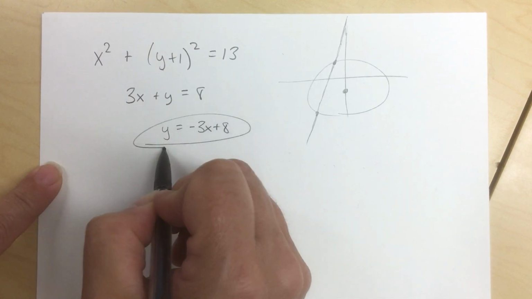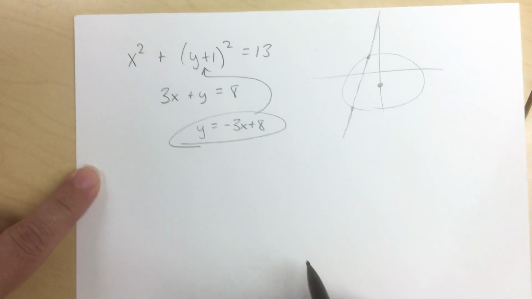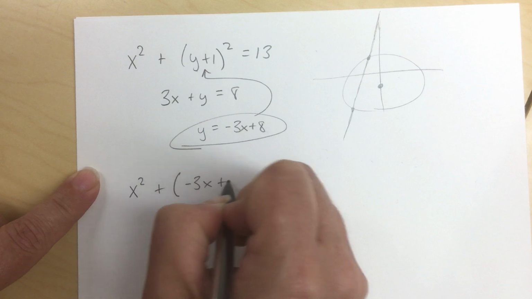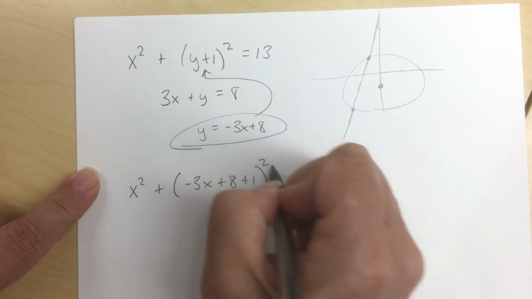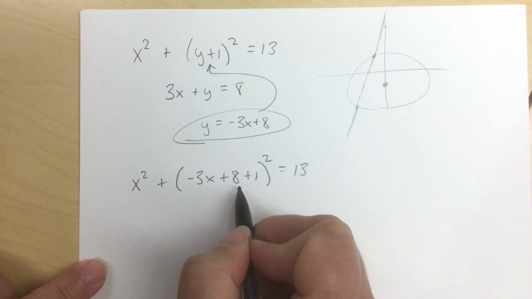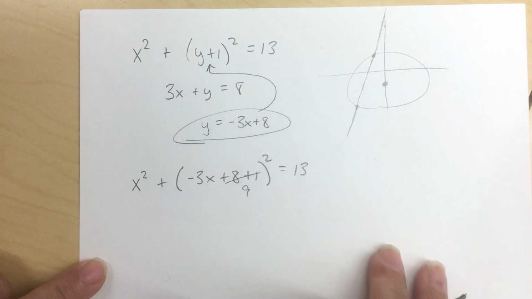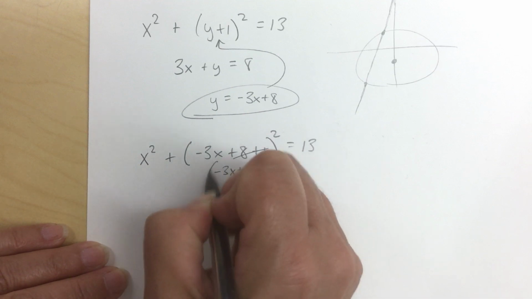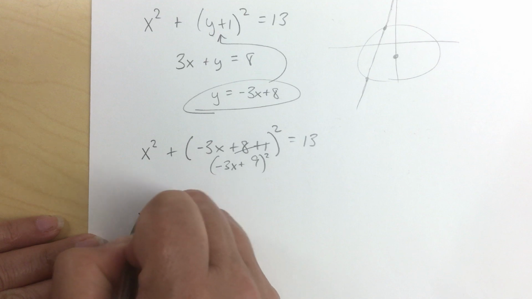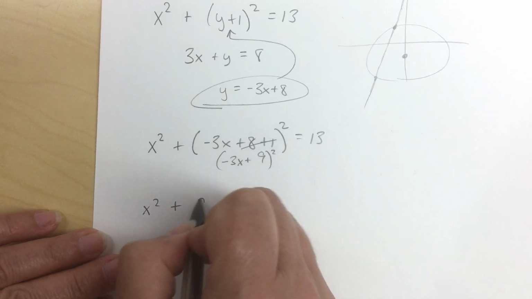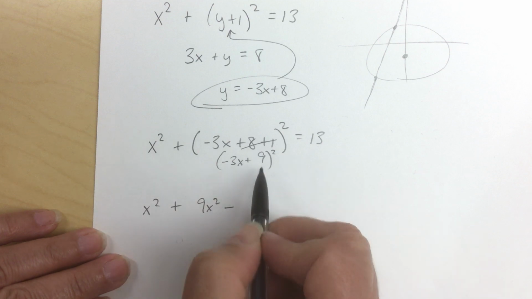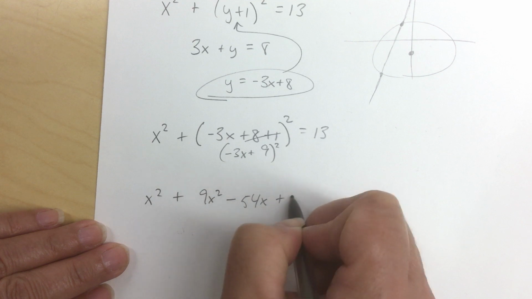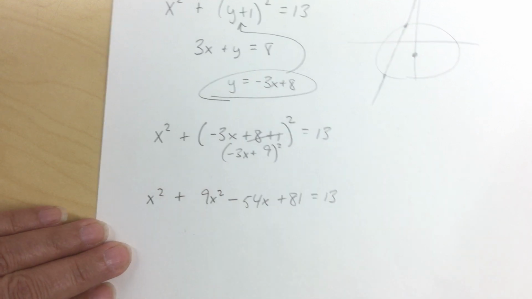Okay, so I'm going to take this and plug it in for y. So I'm going to have x squared plus (-3x plus 8 plus 1) squared equals 13. So this is 9. I'm not going to write the whole equation out, I'm just going to remember that that's 9. So this is (-3x plus 9) squared. So x squared plus 9x squared minus 9 times 3 is 27, and then you double it, so that's 54x plus 81 equals 13.